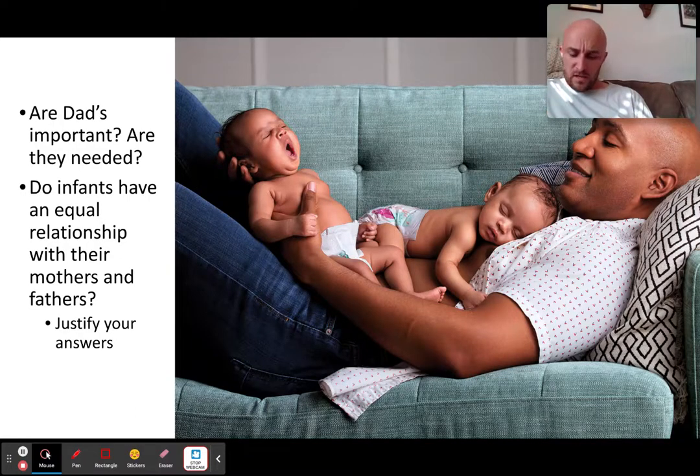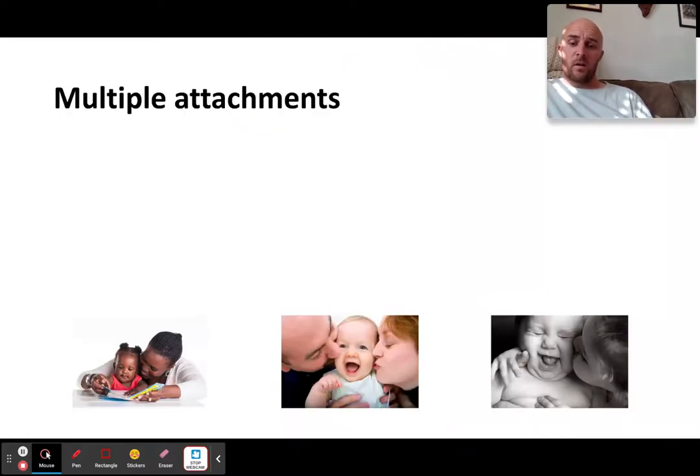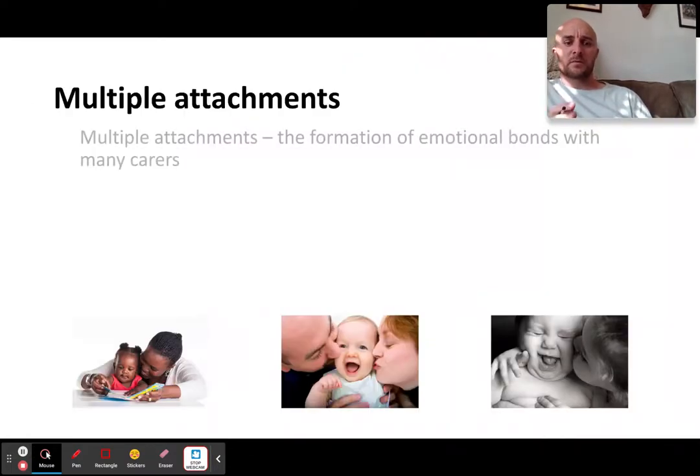But I also want to start asking this question, and this is a question I'm going to get you to answer. Are dads important? Are they needed? Do infants have an equal relationship with their mum and their dad? Now, you are going to have your personal opinion about this, but your personal opinion, don't take it the wrong way, is going to be based on your personal experience, and that's only an anecdote. We need to look wider here. We need to look wider, but let's start having a look at multiple attachments first.